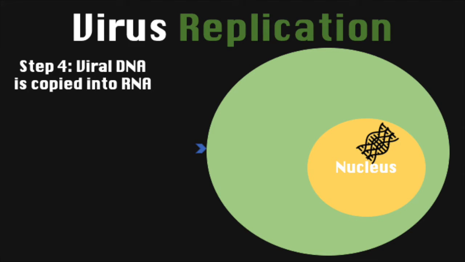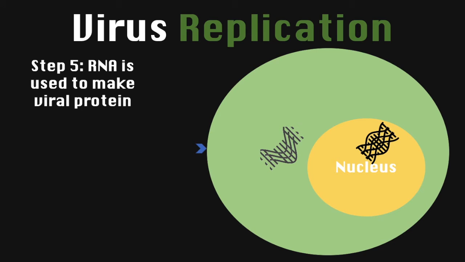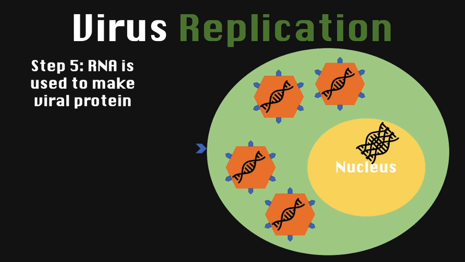Once those copies of viral DNA are floating inside of your nucleus, that DNA is copied into RNA. So remember, RNA is single-stranded. It's kind of like DNA, so it can hold the same information as DNA. It's just now in an RNA form. And then that RNA leaves the nucleus and is used to make proteins. And remember, the virus is made out of proteins, so it's used to make more protein, which is what the viruses are made out of.